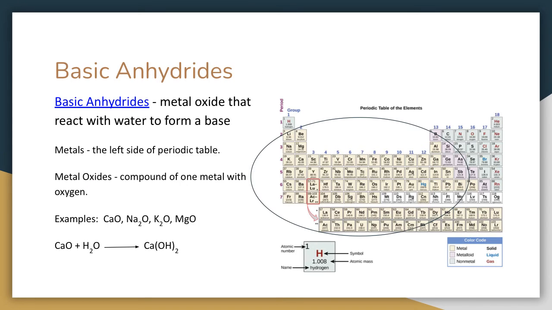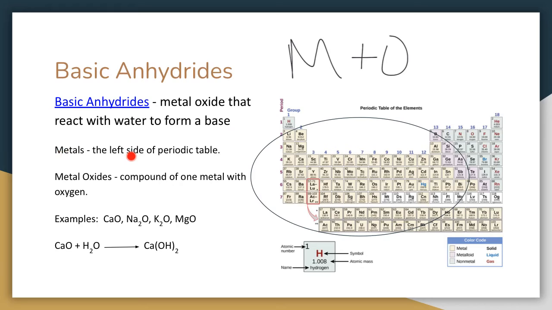Well, if we have an acidic anhydride, we better have a basic anhydride. So a basic anhydride is now going to be a metal oxide that reacts with water to form a base. So now we have a metal plus oxygen, and that's going to equal our basic anhydride.